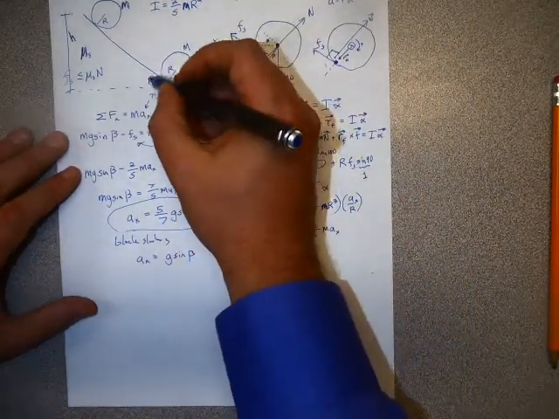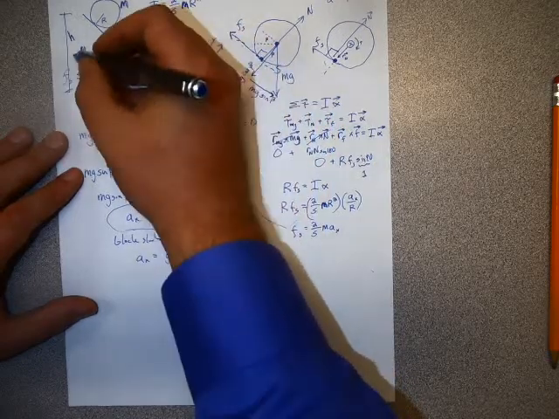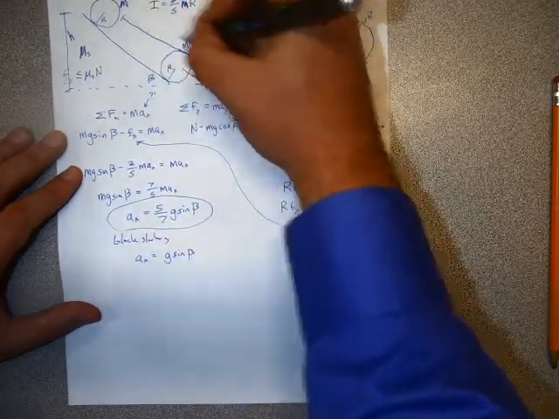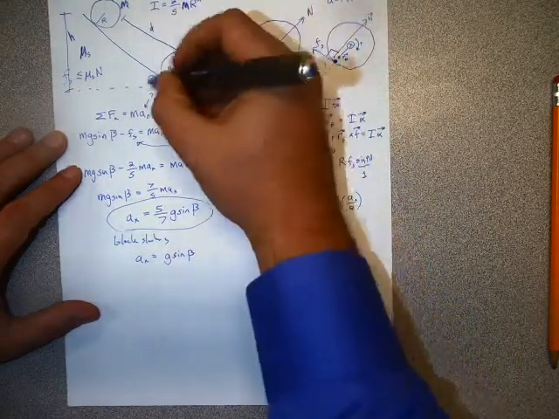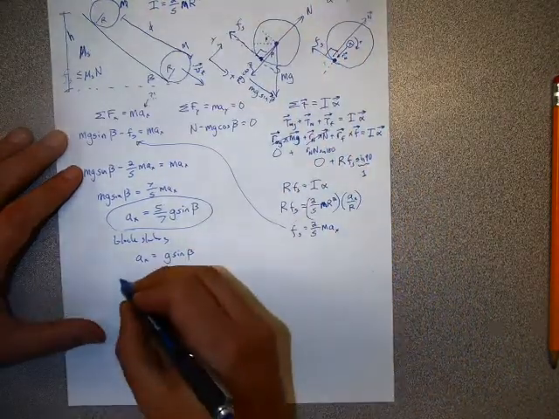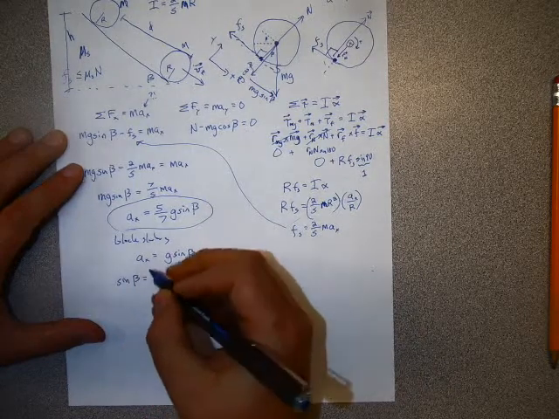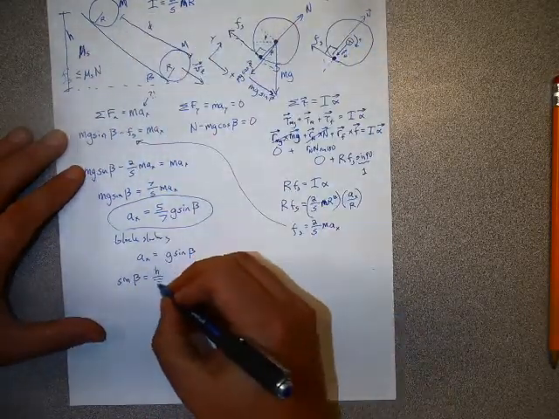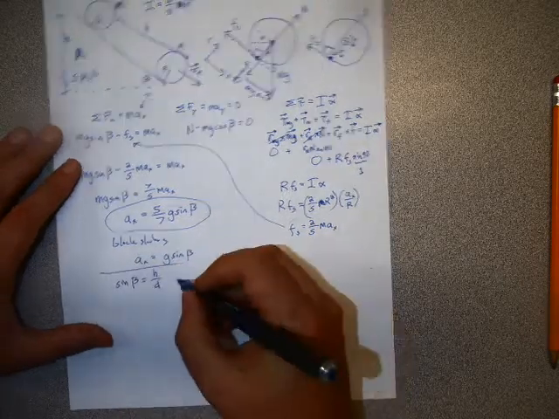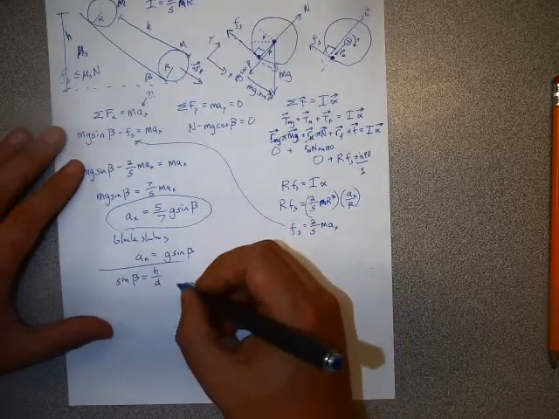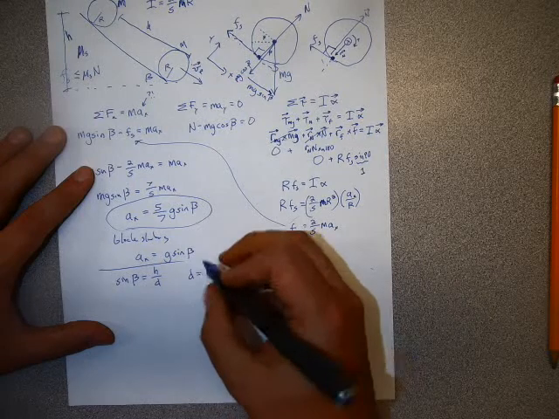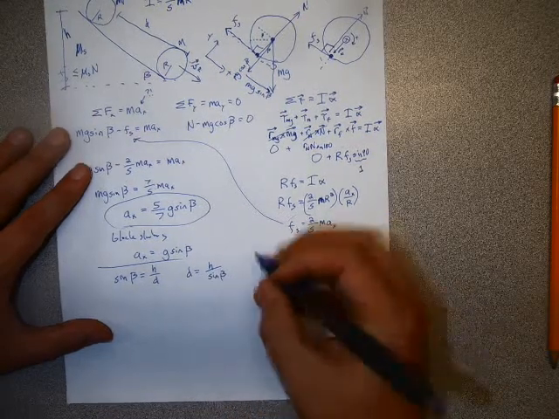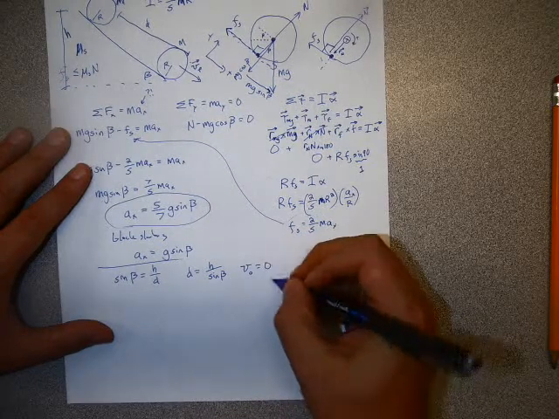If the ramp has angle beta and height h, then this distance d, so the sine of beta must be equal to opposite, h, over d. And so therefore d is equal to h over sine beta. We said v naught was 0.